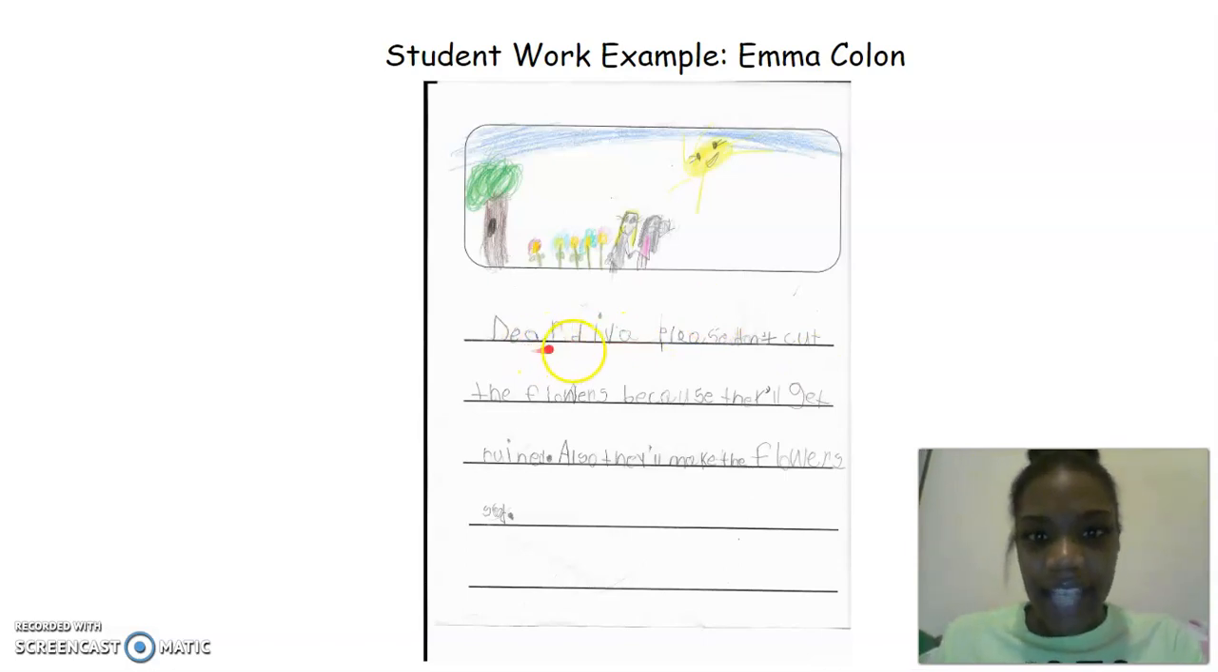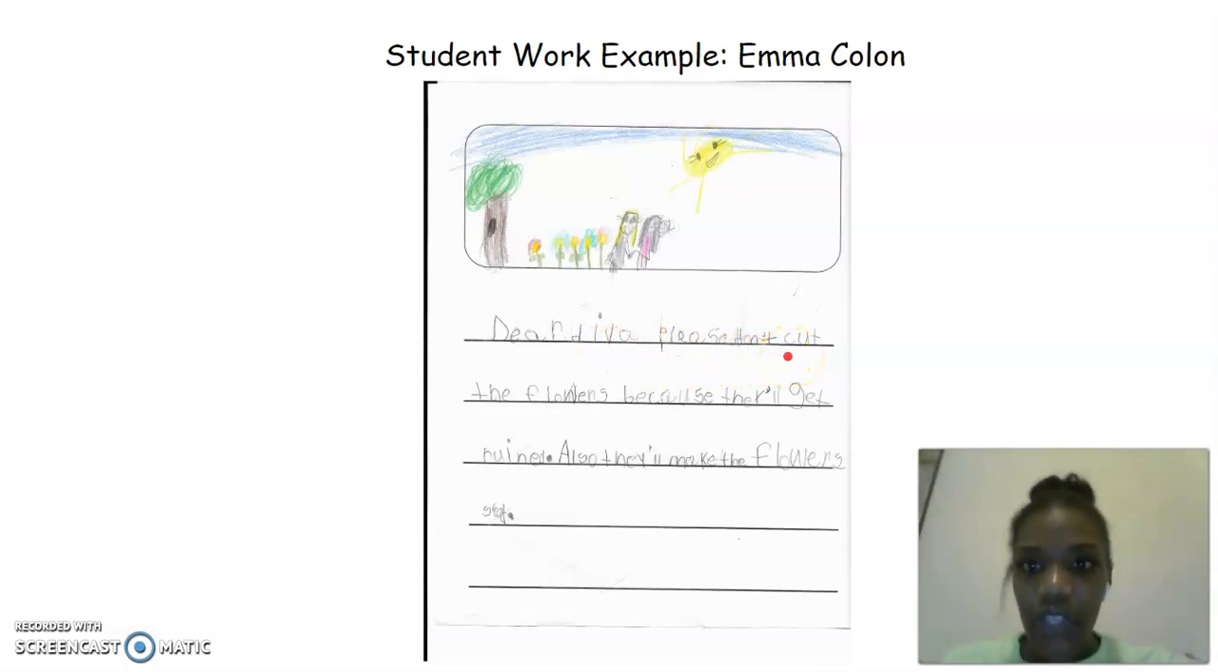Okay. Here it says, Dear Diva, please don't cut the flowers because they get ruined. Also, they'll make the flowers sad.